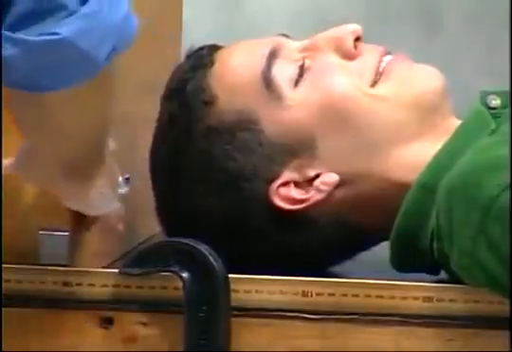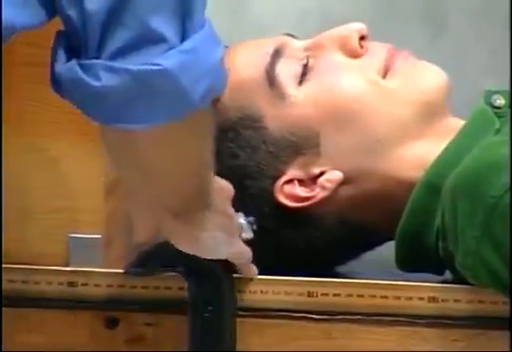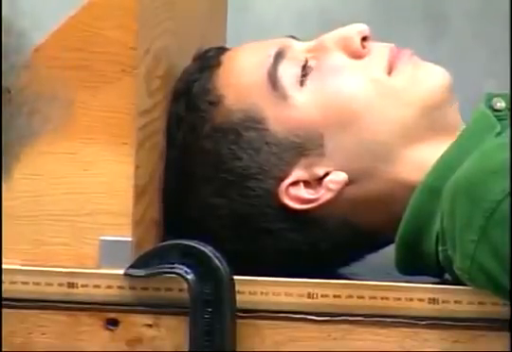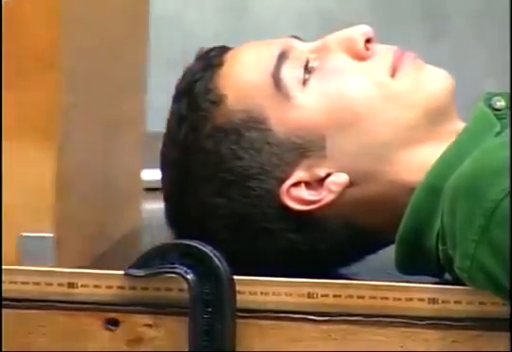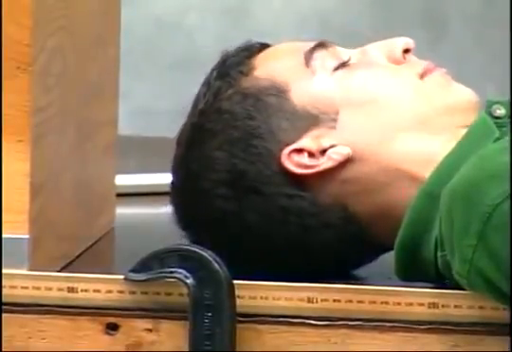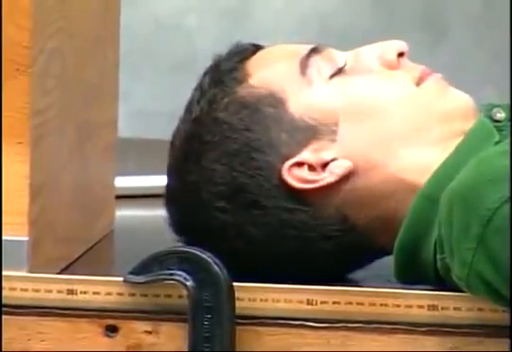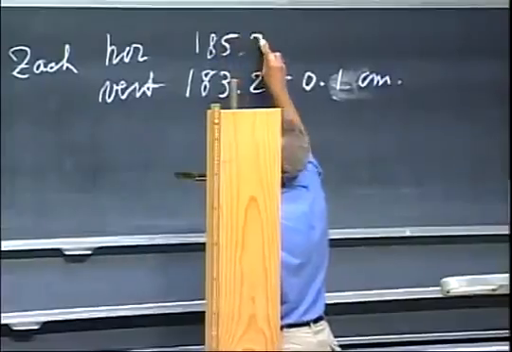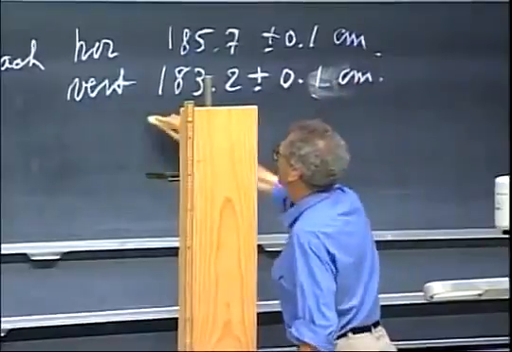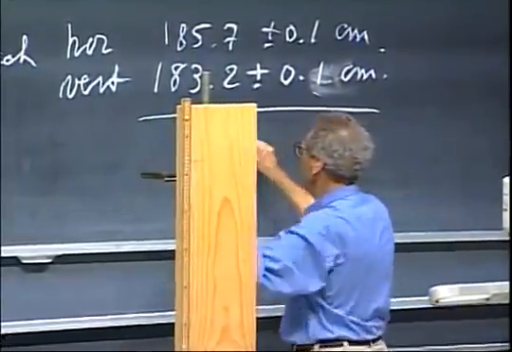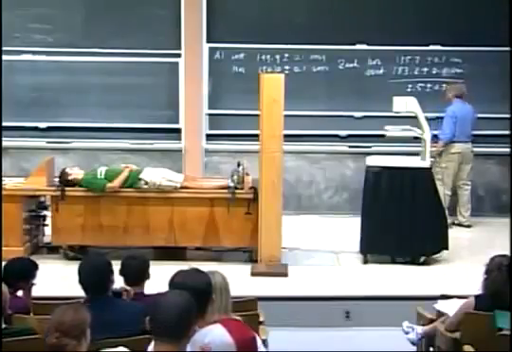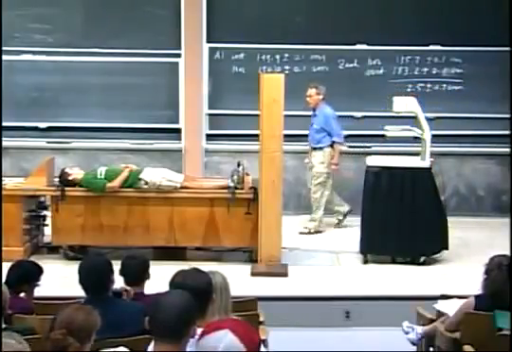You ready? Okay. 185.7. Stay where you are. 185.7. I want to first make the subtraction, right? 185.7 plus or minus 0.1 centimeter. That is 2.5 plus or minus 0.2 centimeters. You're about 1 inch taller when you sleep than when you stand up.